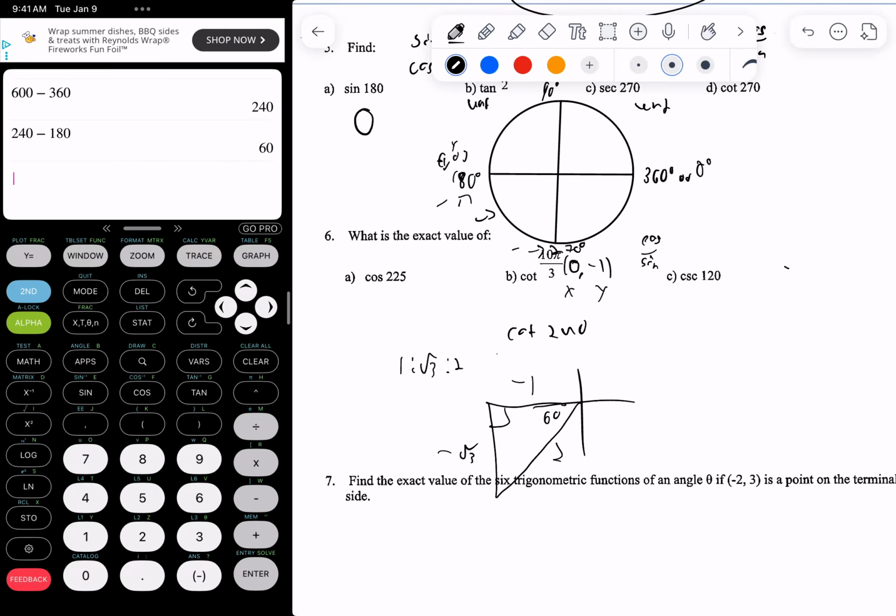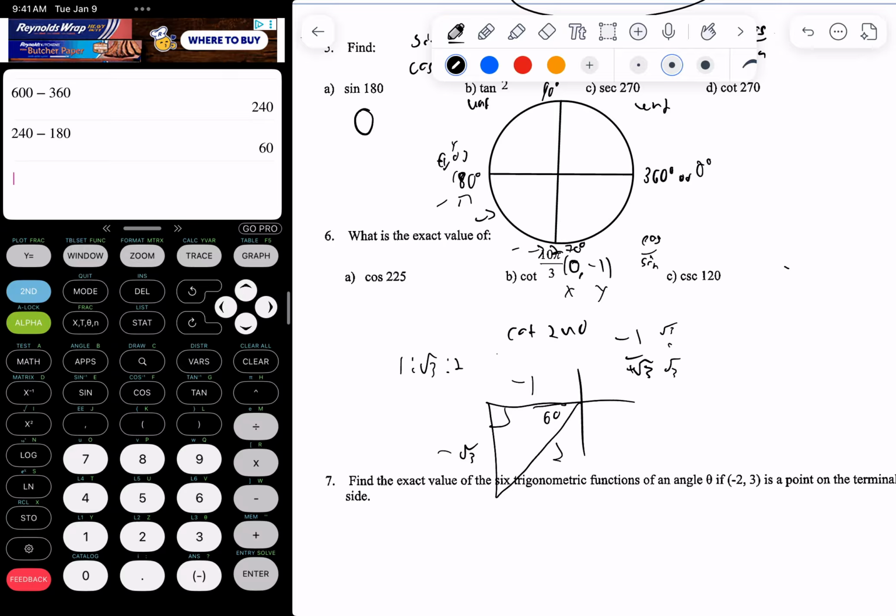Actually, it is opposite over adjacent. That's what cotangent is. Always remember that. Okay, so negative 1 over negative rad 3. Now we're going to multiply by rad 3 on each side, because we don't like a radical on the bottom. And so we're going to end up with rad 3 over 3. And it's positive because a negative divided by negative is a positive.